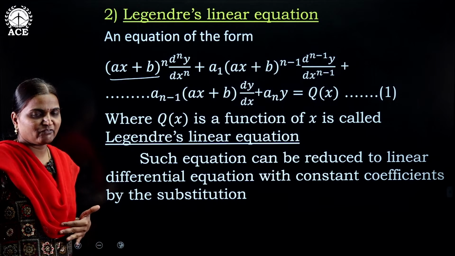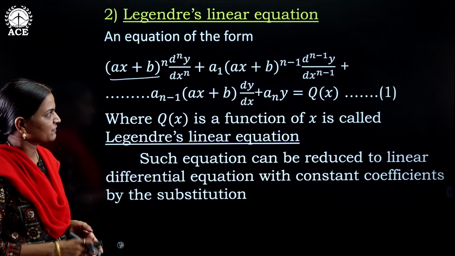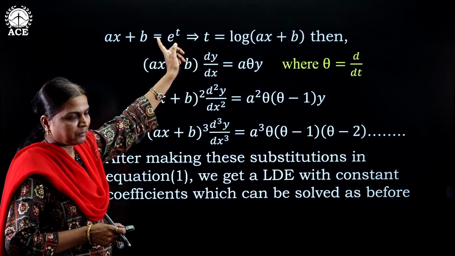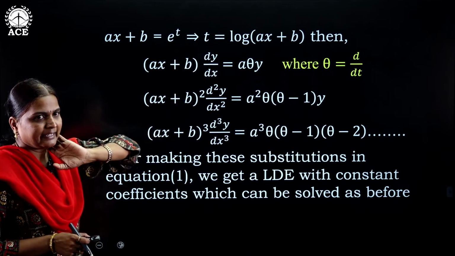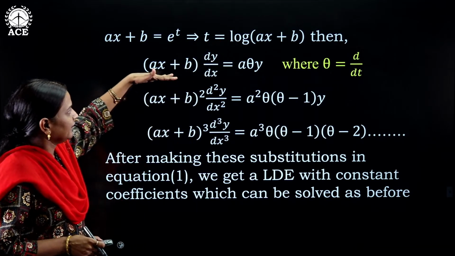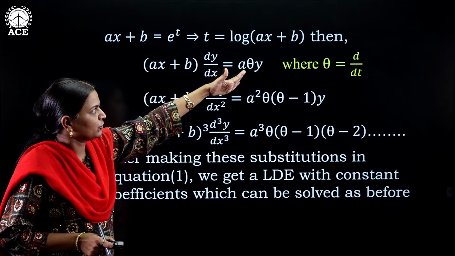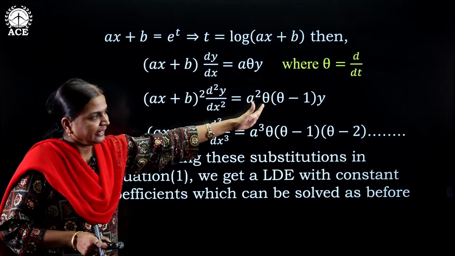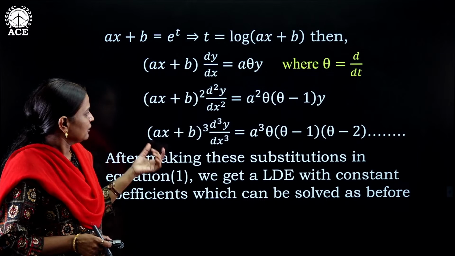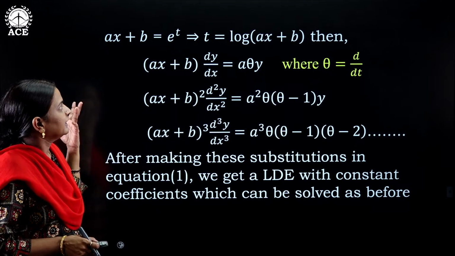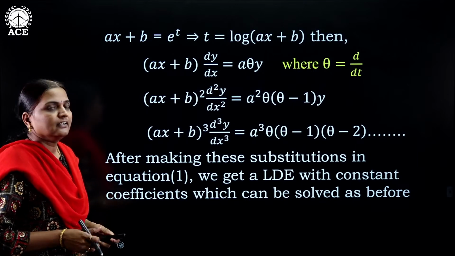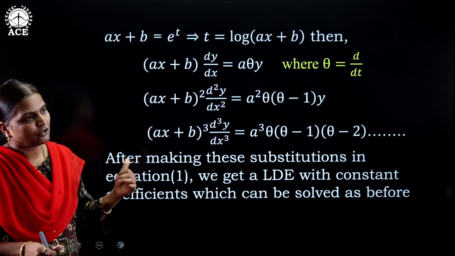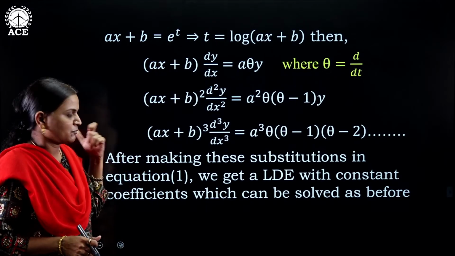How to reduce this equation into a linear differential equation with constant coefficients? Same procedure, by taking the substitution ax plus b is equal to e power t, where t is equal to log of ax plus b. If we take this substitution, then ax plus b into dy by dx is equal to a into theta y, ax plus b whole square into d square y by dx square is equal to a square into theta into theta minus 1, and so on. If we substitute all these in the given equation, then we get a linear differential equation with constant coefficients, and using the previous procedure we solve the equations by this method.